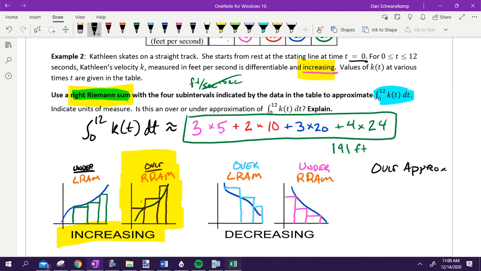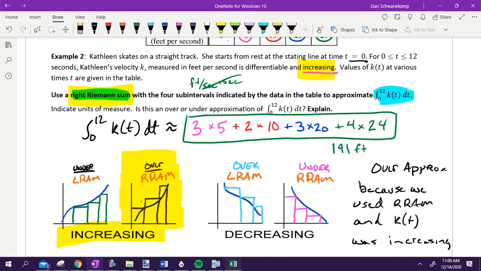And then my justification just needs to be: over approximation because we used RRAM and K of T was increasing. That is my justification. You don't need to memorize that. You just need to remember, if I'm doing RAM, I have to think increasing, decreasing, and then draw a quick picture and see what happens. Questions there? We'll do a lot of those as we move on. I know that at first glance that looks tough.